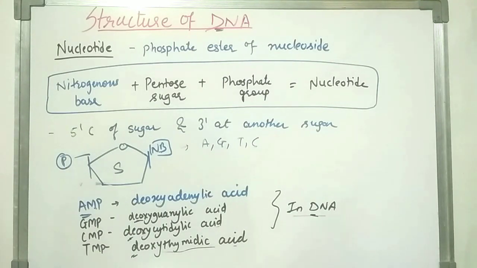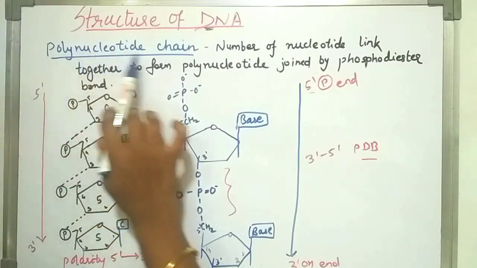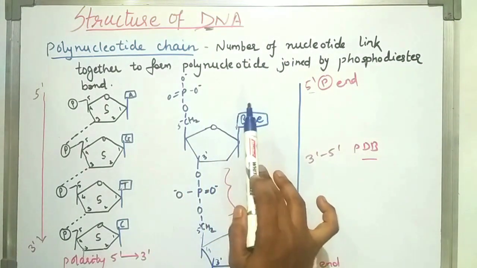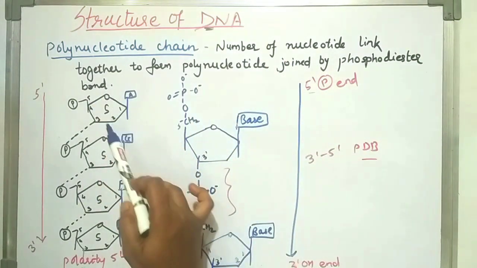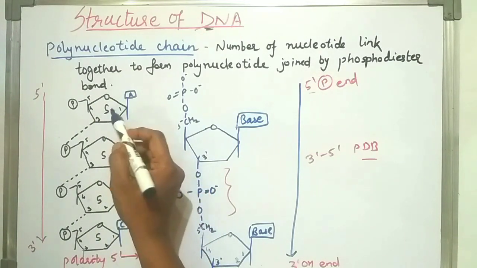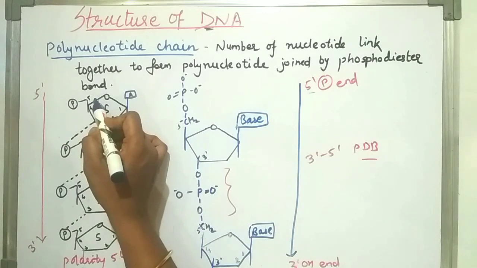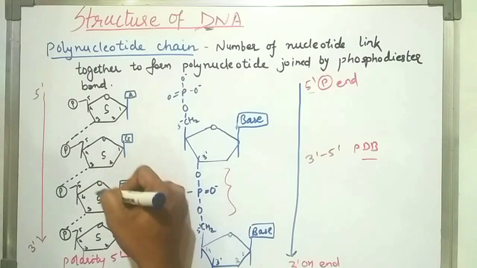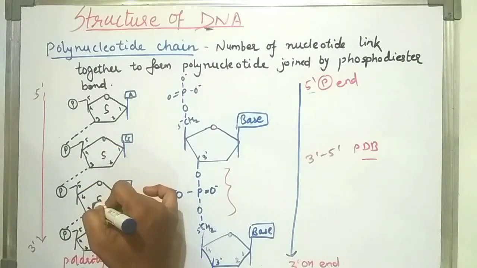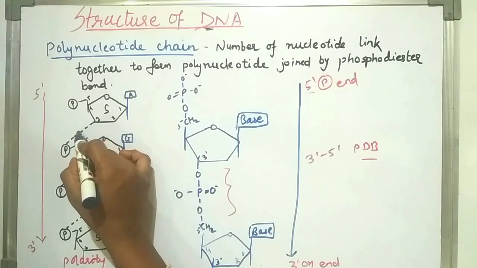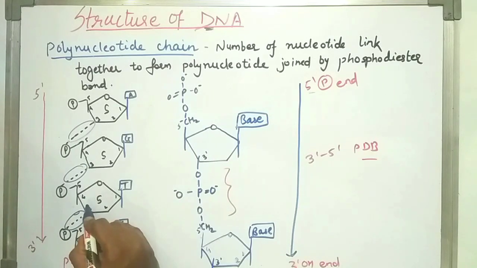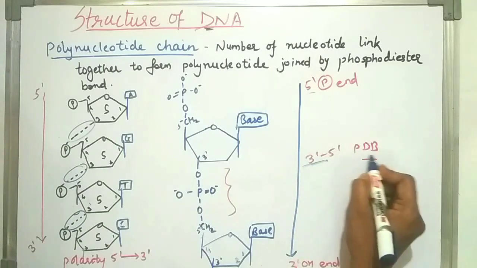Now we will see the polynucleotide chain. A polynucleotide chain means a number of nucleotides linked together, joined by phosphodiester bonds. You can see the structure here. The phosphate is attached to the 5th carbon atom. Here you see adenine, guanine, thymine, cytosine, these are the bases. First nucleotide, second, third, fourth, joined by these phosphodiester bonds. How are they attached? 3' to 5'. That's why it is called a 3' to 5' phosphodiester bond.